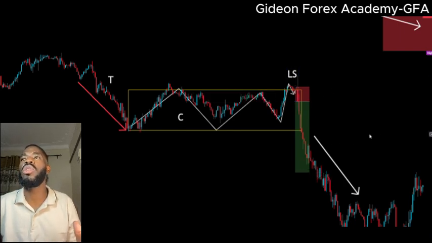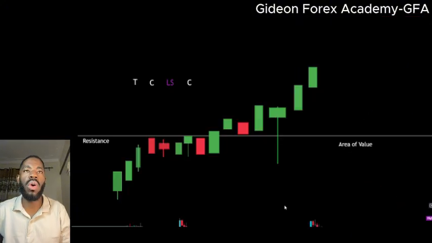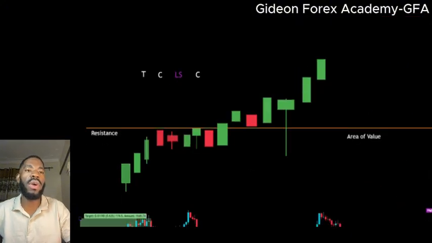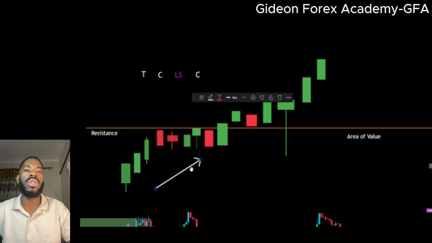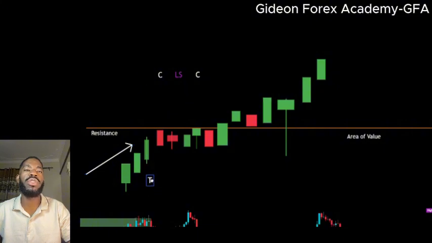Okay, guys, so in the next example, in the case of an uptrend, like in this case, this is an uptrending market. It's very clear. This is an uptrend. So this would be our T. T represents the trend. Remember that. So T is an uptrend.